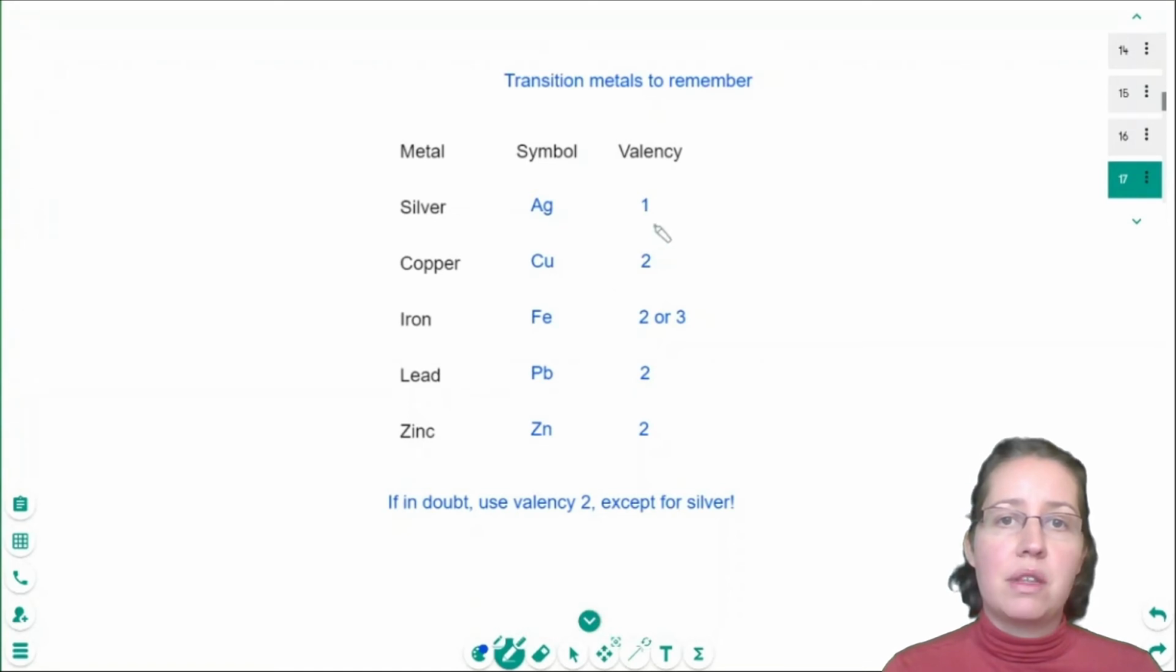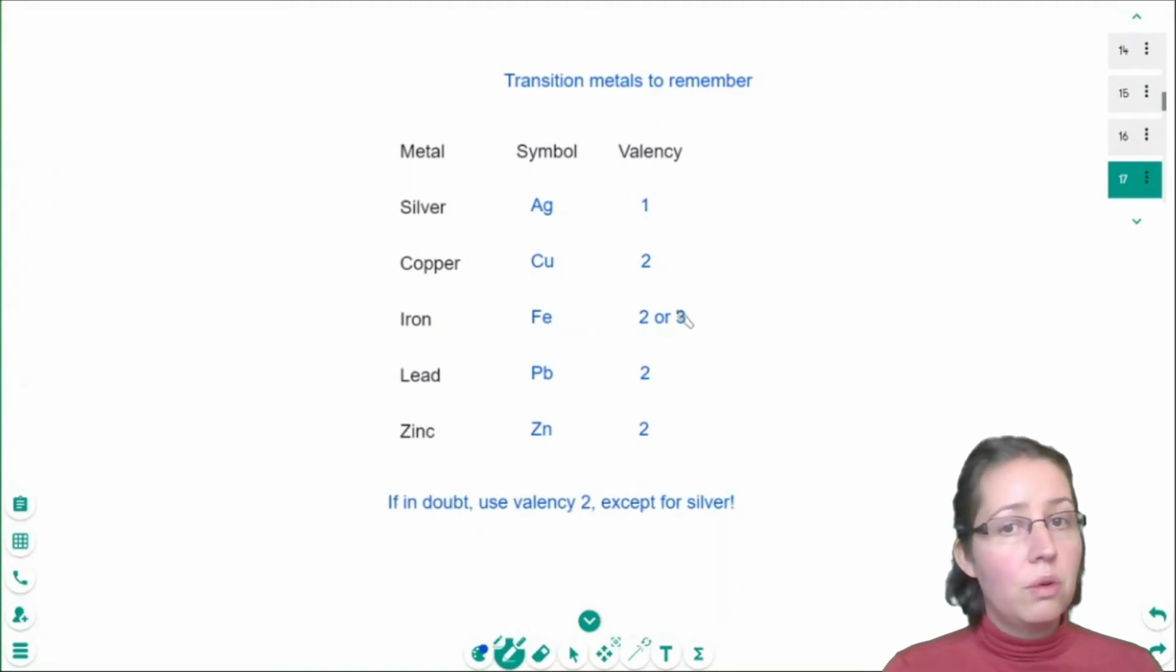We do need to remember some transition metals as given in the specification. We need to remember what their valencies are. Silver's valency 1, copper 2, iron can be 2 or 3, and then lead and zinc are both 2. So, as your little shortcut, if in doubt, if the valency is not given, assume it's valency 2, unless it's silver, because silver is valency 1, and that's unusual. Iron they will have to tell you because of the fact it can be 2 or 3.